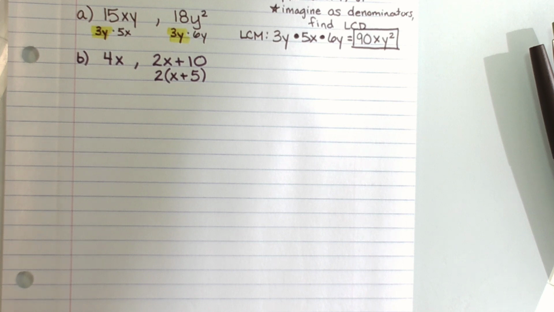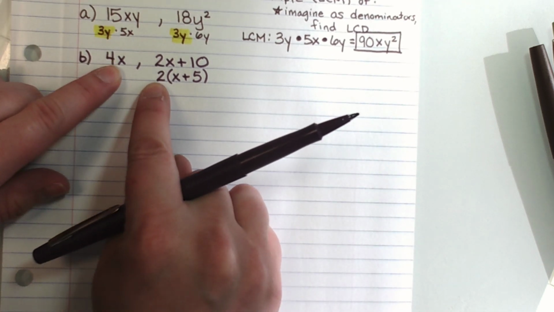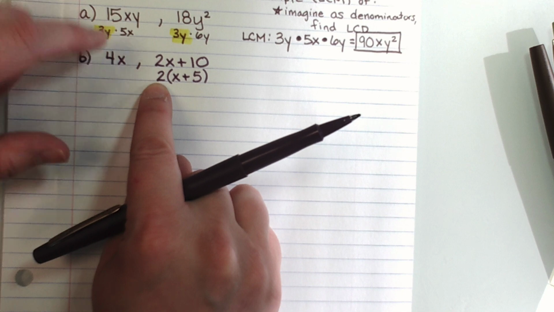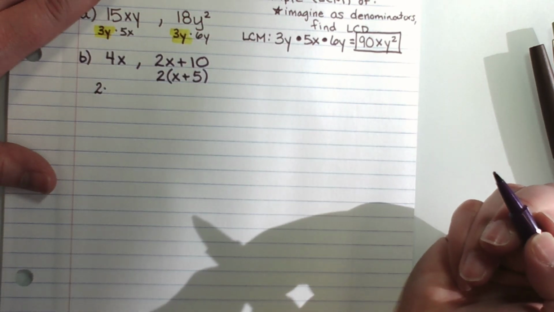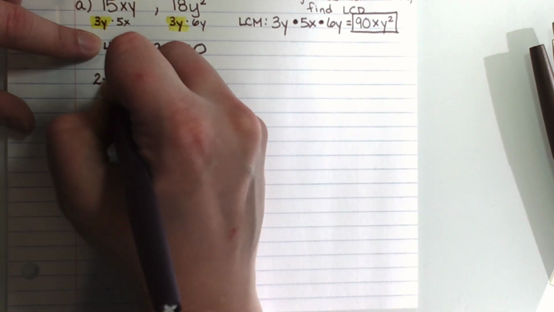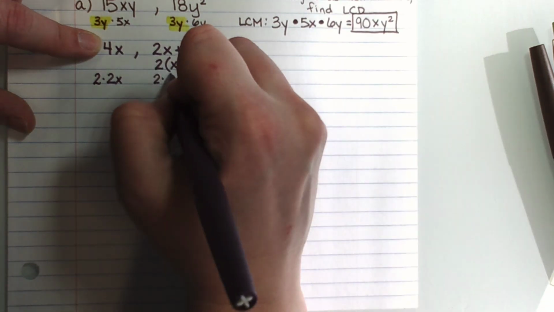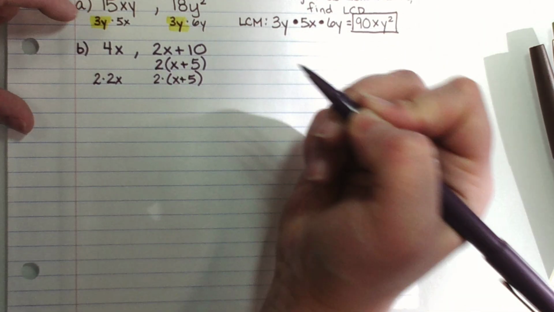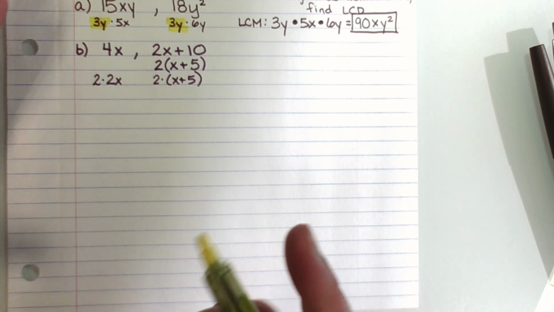With the monomials, I'm looking at what's the biggest thing that divides out of both of them, and I'm breaking them down that way. What's the biggest thing that divides out of both 4x and 2? 2. I'm writing this as 2 times what to get 4x? 2x. This is already 2 times the x plus 5. What do they have in common? Just the 2.